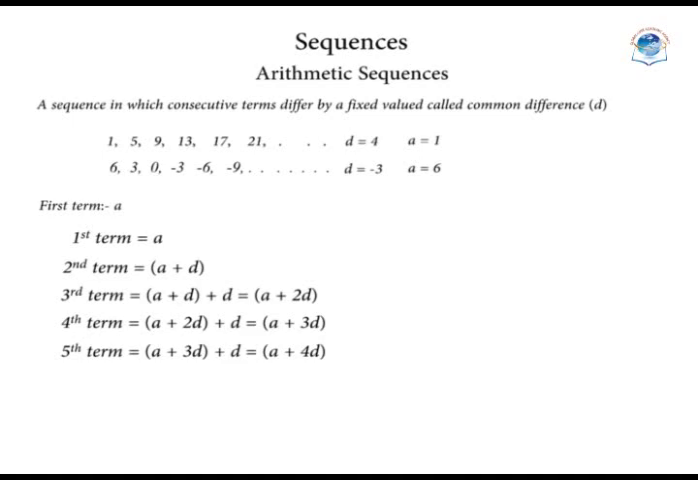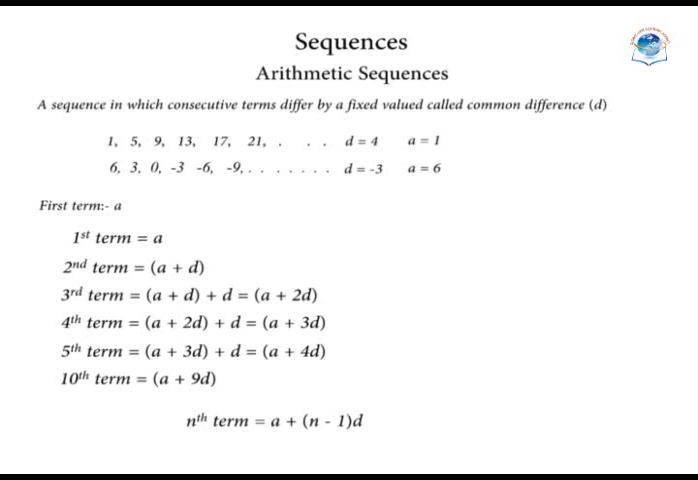You will observe that the coefficient of D in each case is 1 less than the position of the term, and so if you wanted the 10th term, it will be A plus 9D. And so given that the position of a term is represented by n, the nth term of an arithmetic sequence is given by nth term is equal to A plus n minus 1 times D. This is the general rule governing all arithmetic sequences.